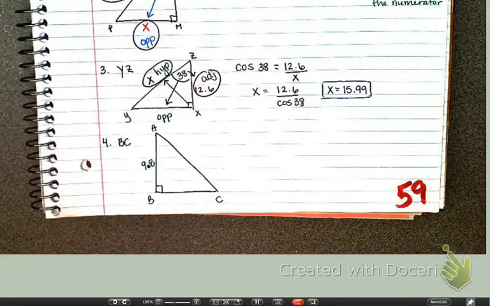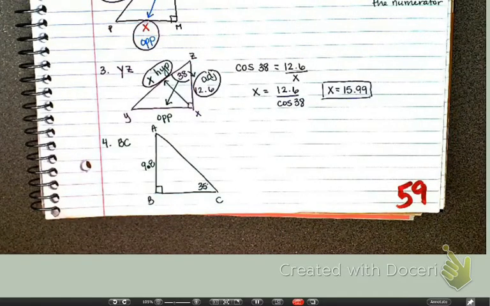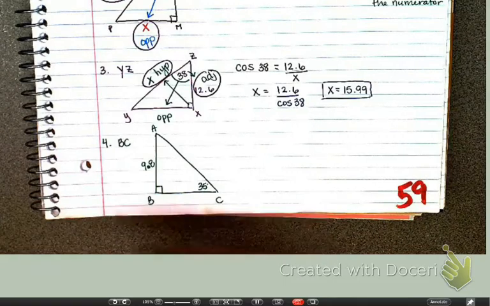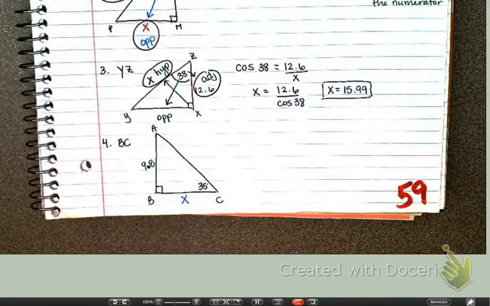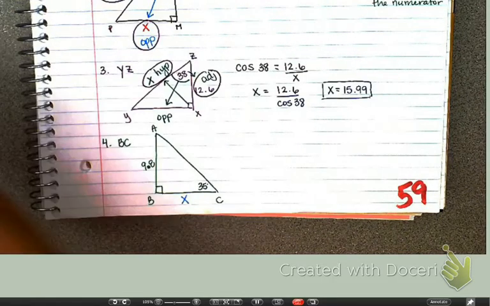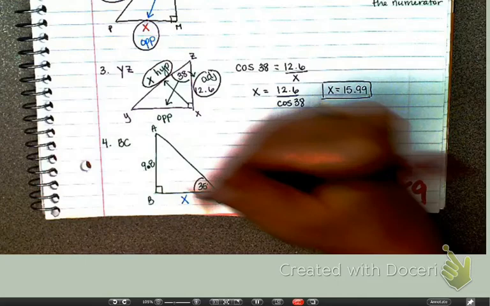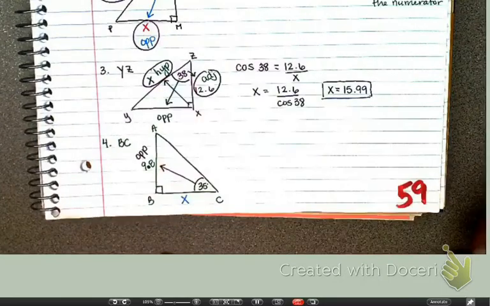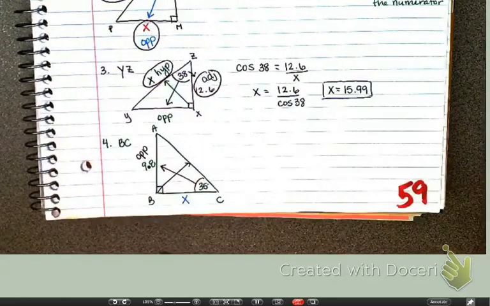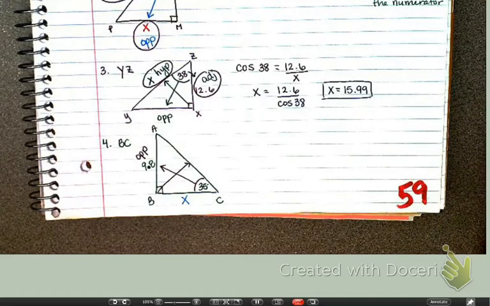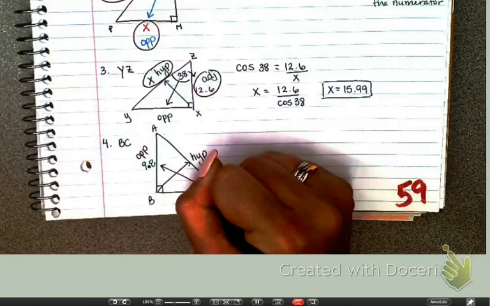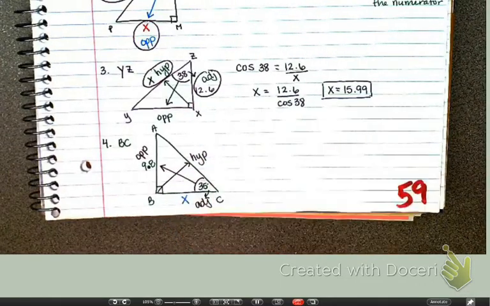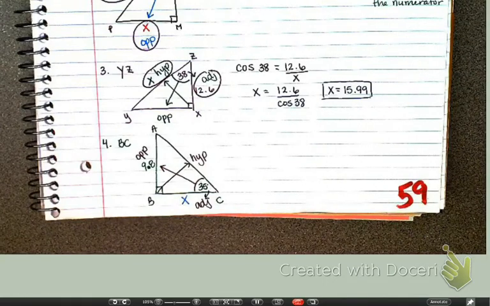All right, there you go. See if you can solve for BC. I am solving for BC. So here's my X. What's my reference angle? Angle C. So let's label. Across from angle C is the opposite. Across from the 90 degrees is hypotenuse. Next to C is the adjacent. Which sides am I going to use? Which two sides am I going to use?